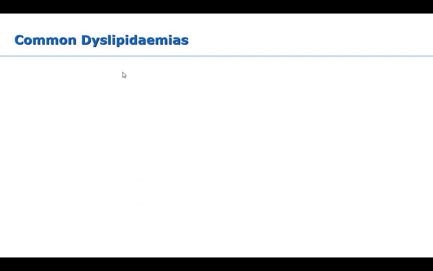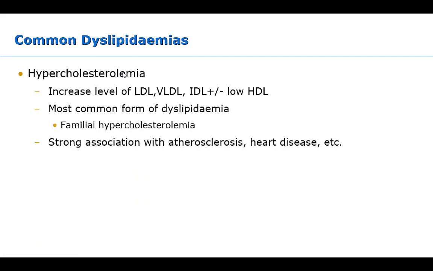Let's look at some common dyslipidemias. Hypercholesterolemia, so cholesterol is high. Cholesterol is present mainly in LDL, VLDL and IDL. This is the most common form of dyslipidemia. There is one category called familial hypercholesterolemia, which is a genetic condition. Hypercholesterolemia has a very strong association with atherosclerosis, heart disease, and so on.